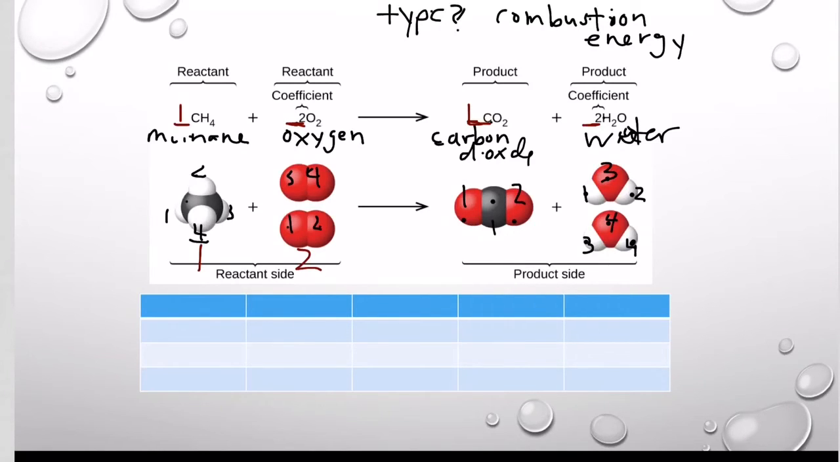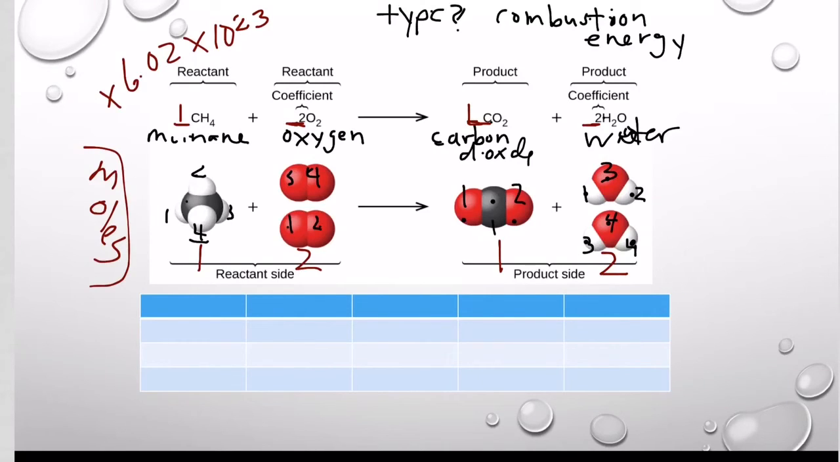1, 2, 1, 2. Now that's great on the molecular level, but if we go in the lab, we cannot pick out a particular number of molecules. So we have to make this go bigger. How about we multiply everything by 6.02 times 10 to the 23rd? Because then we're dealing in moles, which is something that eventually we're going to be converting over into mass. So we want to get everything into moles.